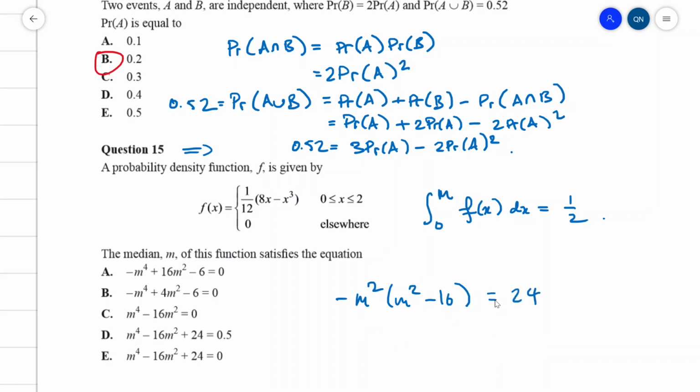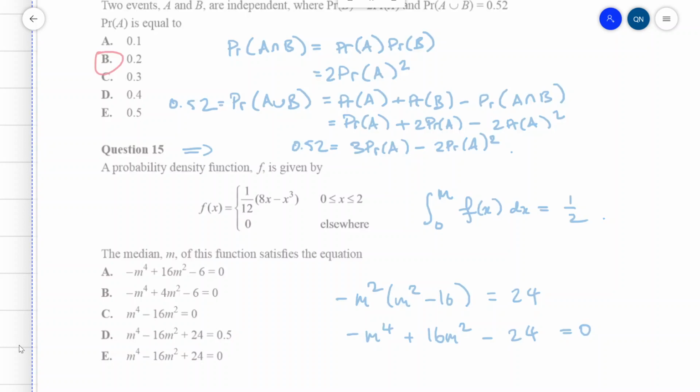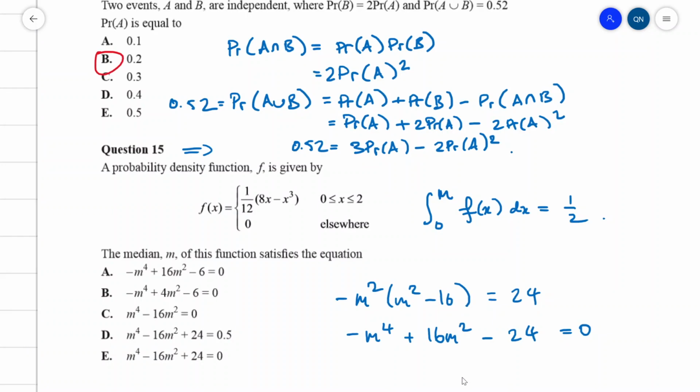Okay, expanding this out, what do you get? You get minus m to the 4 plus 16m squared, and looking at the answers, I'm just going to subtract 24 from both sides to give us 0. And let's try to match up the answers. So it looks like we want a positive. It's not going to be A and B with the negative m to the 4. So let's multiply everything by negative. So m to the 4 minus 16m squared, then plus 24 equals 0. So the answer is going to be exactly E.